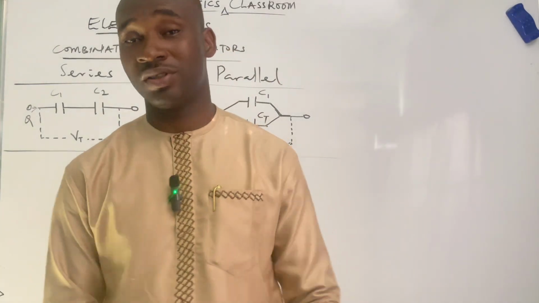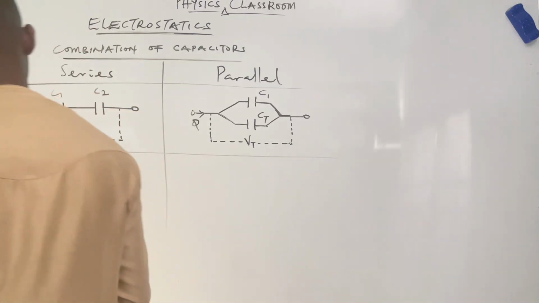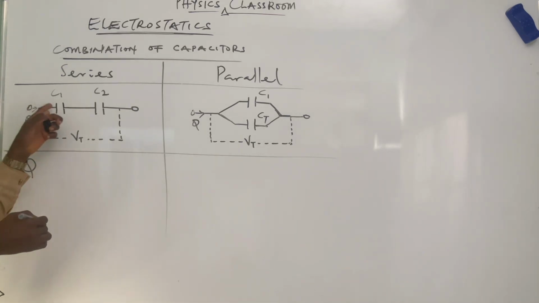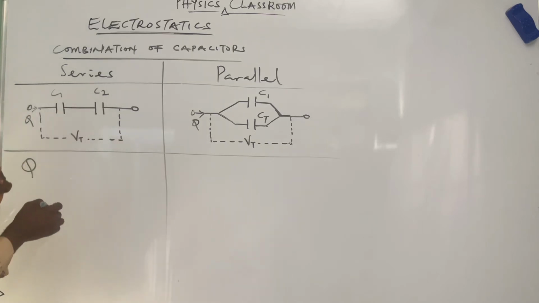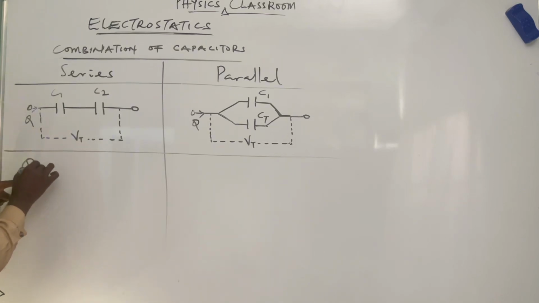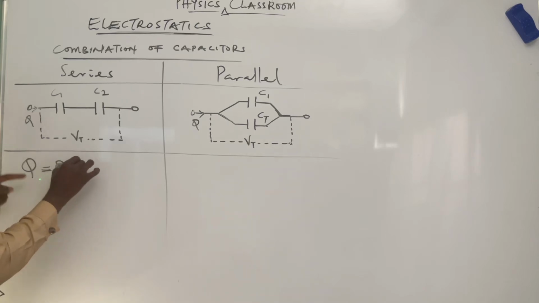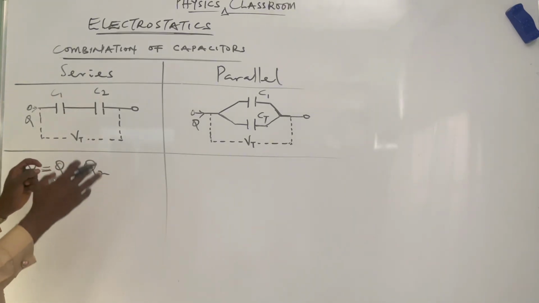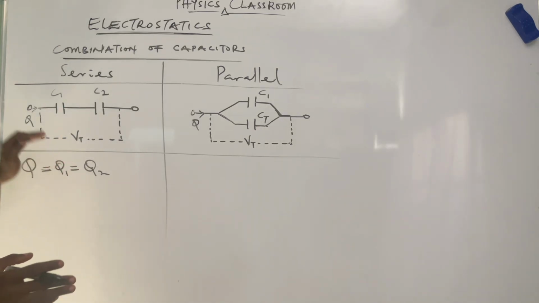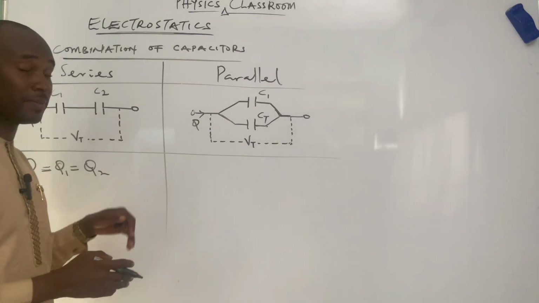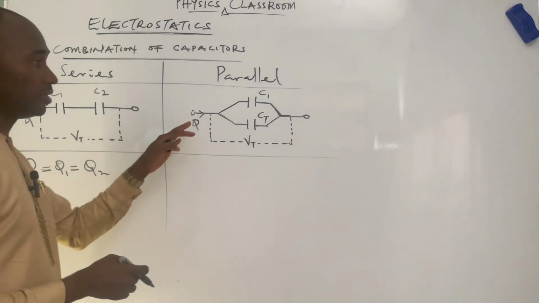Another thing you need to know is this. Talking about the charge for capacitors arranged in series, the same charge will flow through the first capacitor and the second capacitor because it's going serially. Look at how they are arranged side by side. So it's going to be Q is equal to Q1, which is equal to Q2. The charges across each of the capacitors are equal to the main charge that is entering the setup.